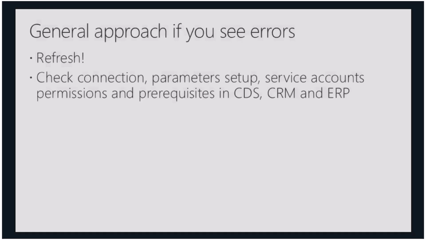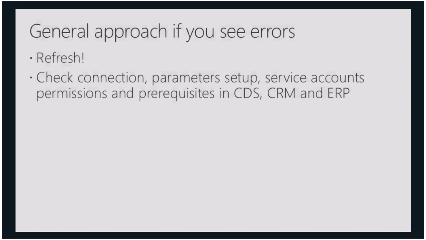Next thing, check the parameters setup. For instance, since we are now using DMF in the background, the parameters setup for DMF can make or break it when it comes to performance: number of threads, how you execute, and other things. We have some documentation on this, and later in the slides we show the most optimal parameters for DMF if you plan to use it for integration between CRM and AX.